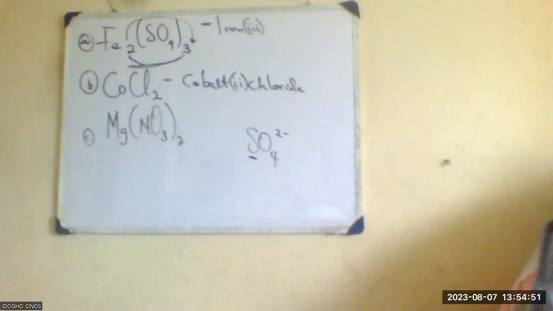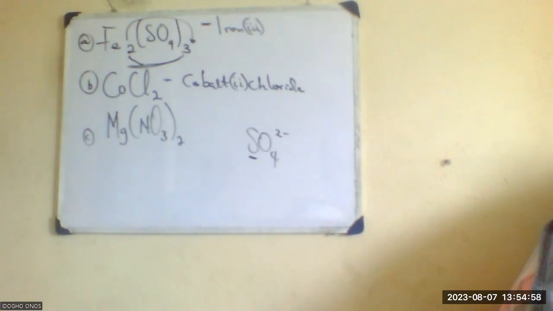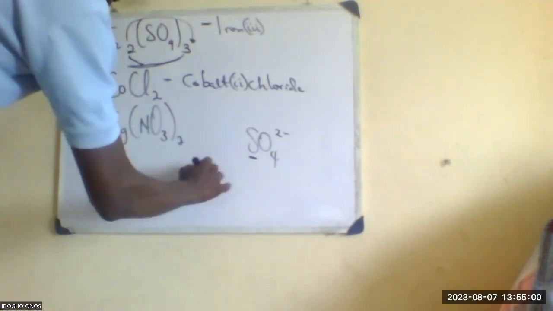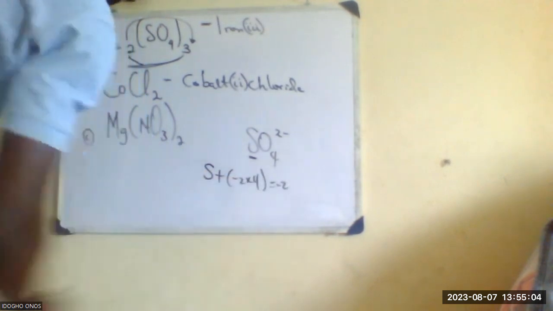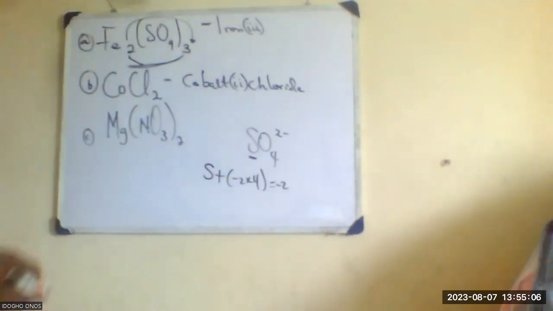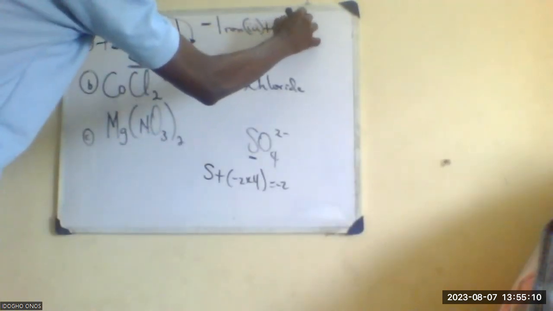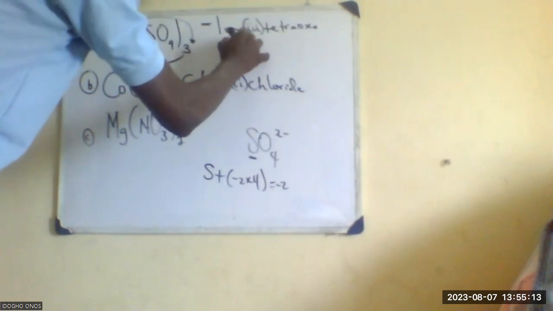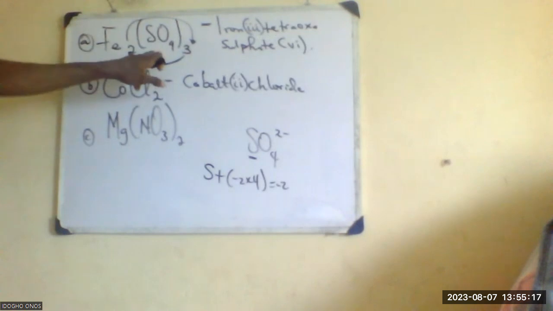XO4, 2 minus. You're looking for the oxidation number of S, which is sulfur, in this radical. That is X bracket minus 2 times 4 equals 6. So that should be 6. So that will be iron 3 tetraoxo sulfate 6. That's the name of this one.